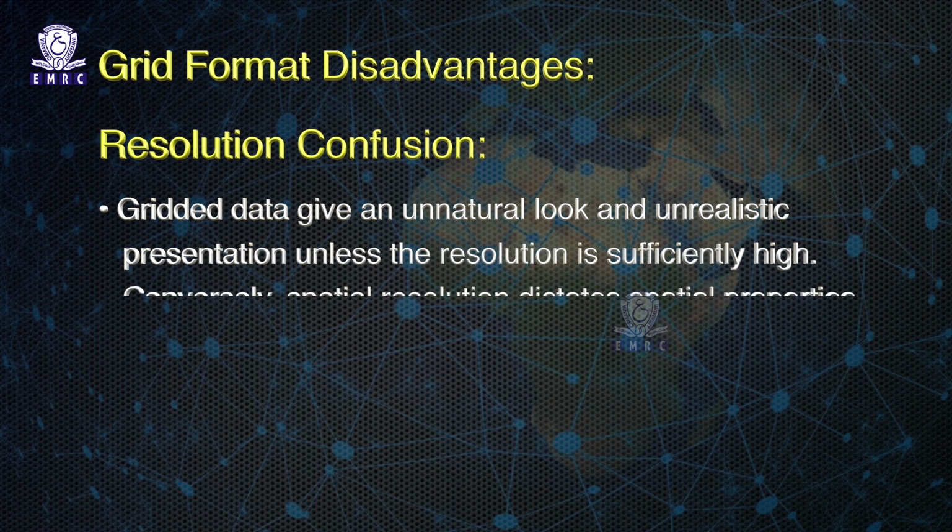unrealistic presentation unless the resolution is sufficiently high. Conversely, spatial resolution dictates spatial properties. For instance, some spatial statistics derived from a distribution may be different if spatial resolution varies, which is the result of the well-known scale problem. For example, if a large area is represented in raster format where very few cells represent a large amount of data, then in such a situation the resolution is missed or the resolution varies.